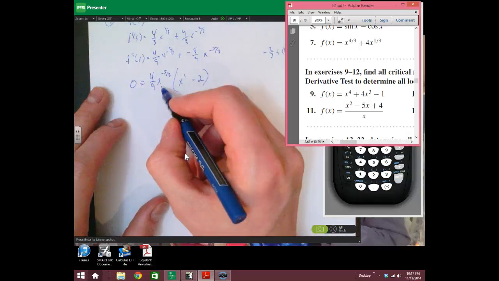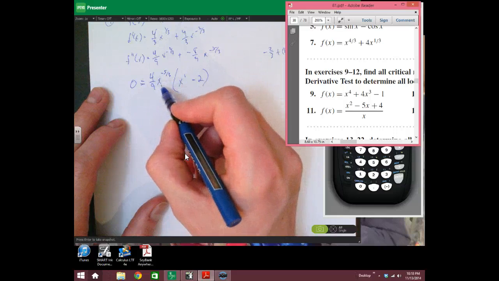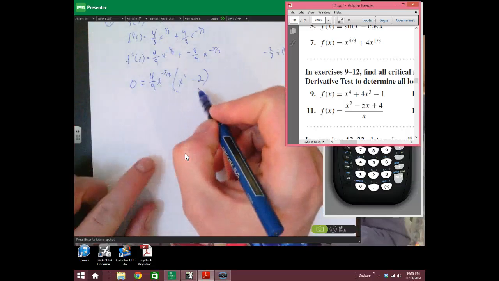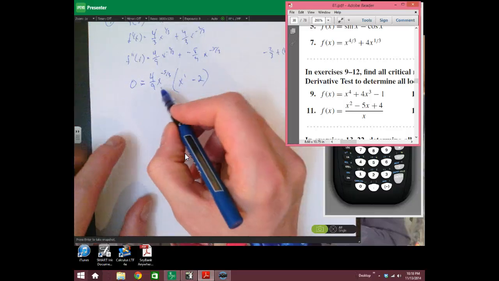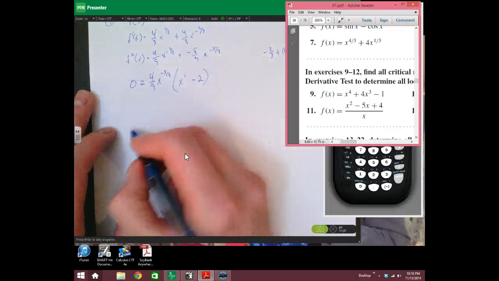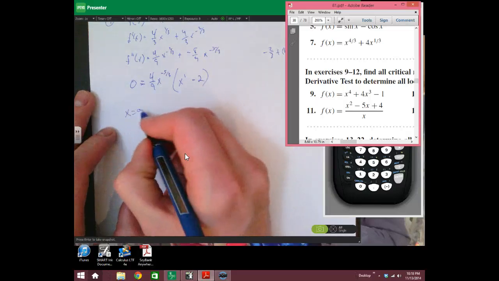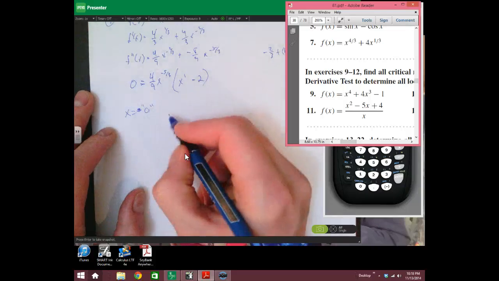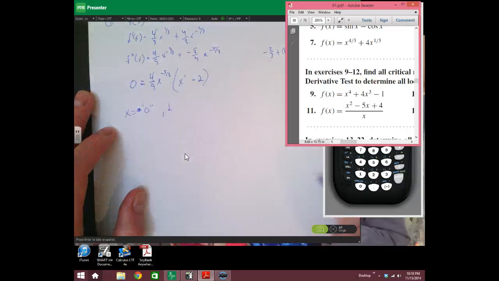Now, I do have an issue here where x could equal 0. The problem with that is that would give us an undefined here, and we don't want undefined for inflection points. We actually just want zeros. But just to talk about it, we'll look around 0 anyway. So our inflection points are not 0. I'm going to put 0 in quotes just to talk about that undefined portion. And then 2.